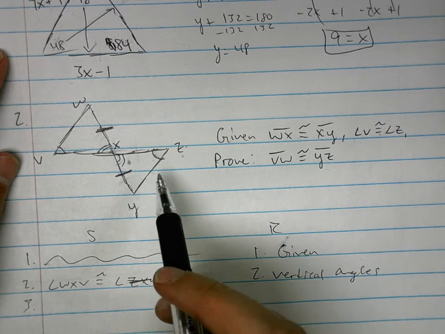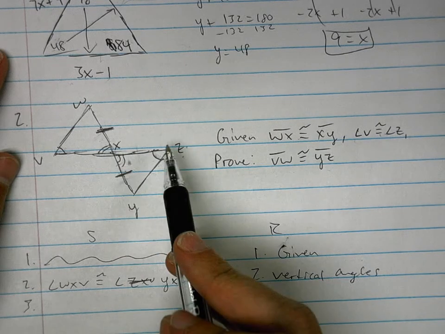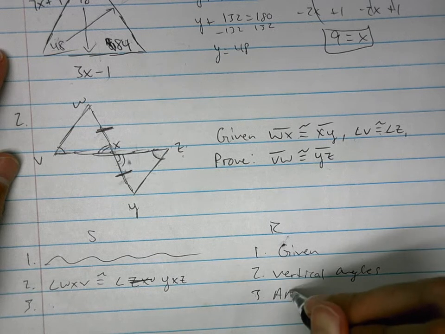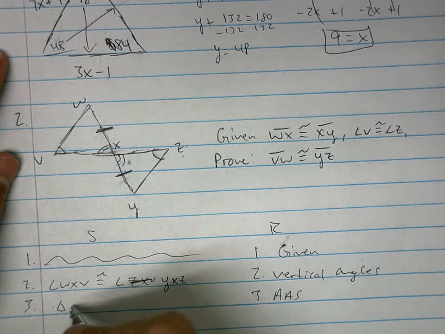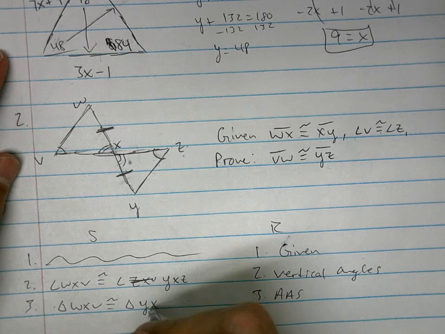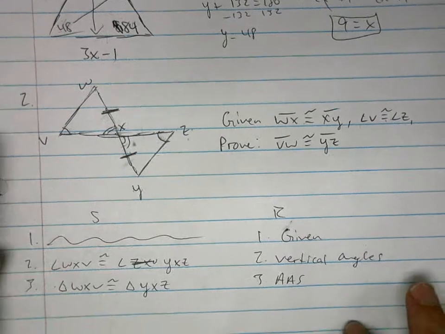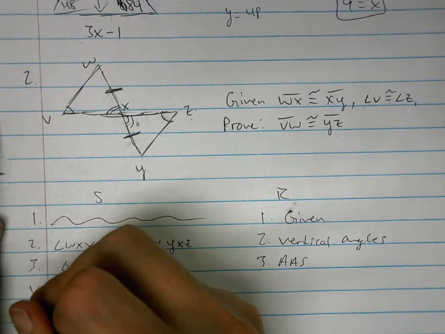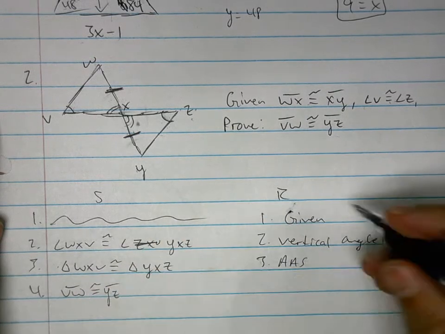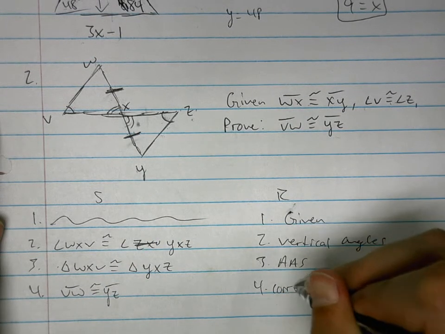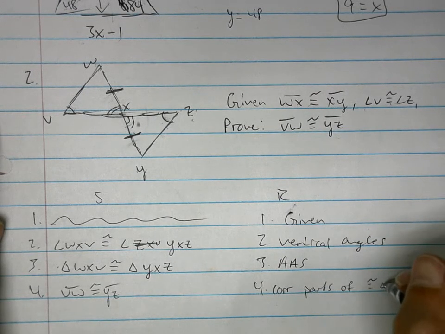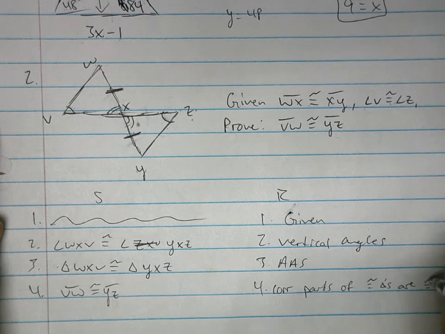So therefore we have angle, angle, side. X is marked, Z is marked, but XZ is not marked. So the side is not included. Angle, angle, side. That's triangle WXV is congruent to triangle YXZ. And we want to prove these sides are congruent. So VW is congruent to YZ. And that's because corresponding parts of congruent triangles are congruent.